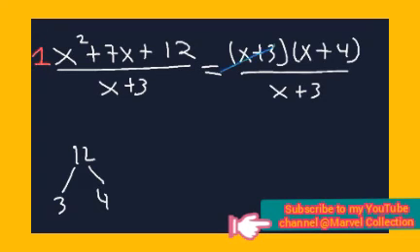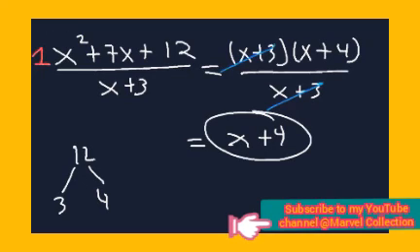Now we can cancel these two terms. So therefore, it's x plus 4. So x squared plus 7x plus 12 divided by x plus 3 is x plus 4. So that's how you can divide two polynomial expressions by factoring. Just factor and cancel. Now let's try another example.